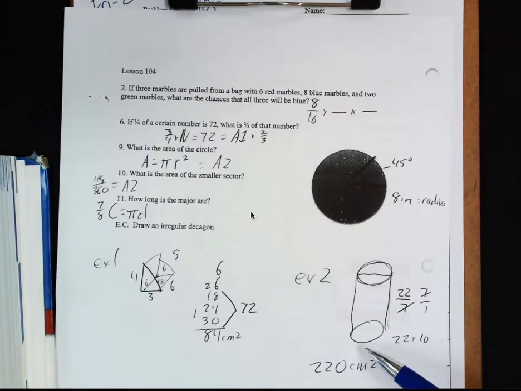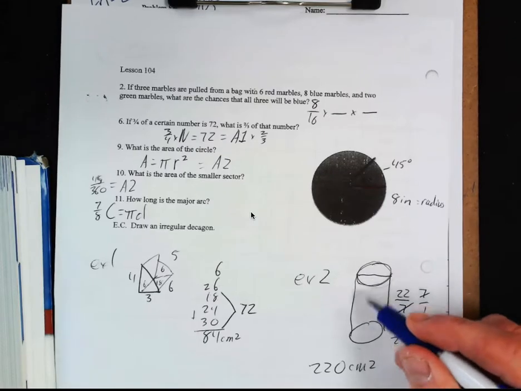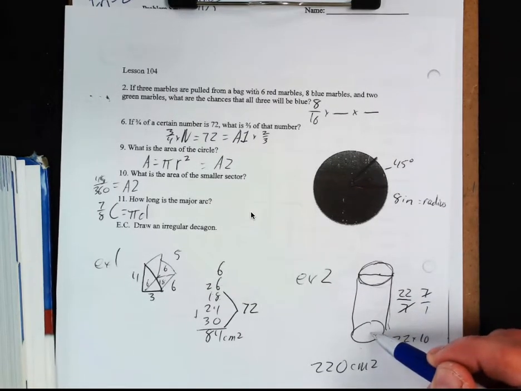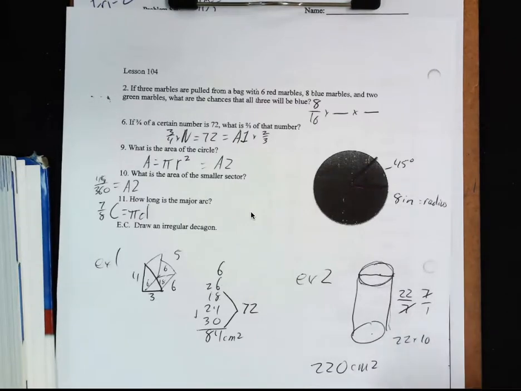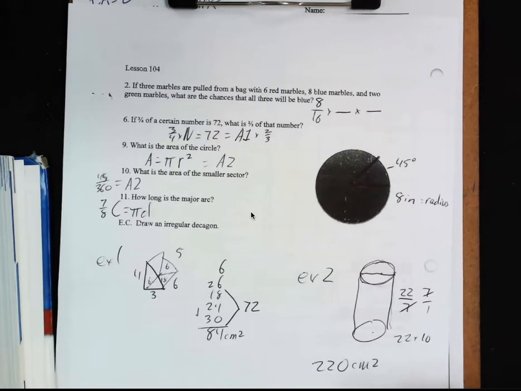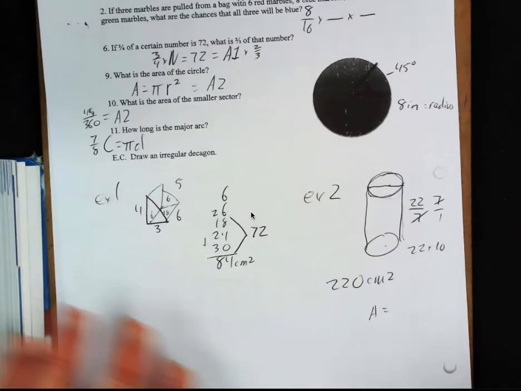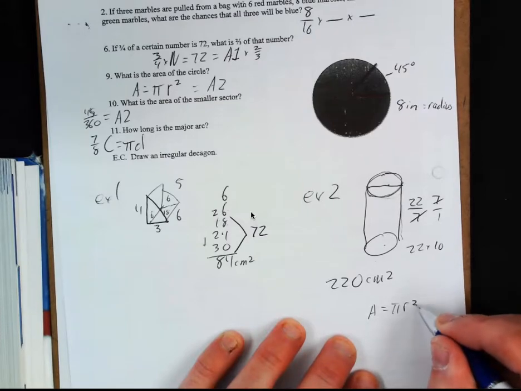Okay, now B says, what's the total surface area? Well, guys, I figured what goes around the can. I didn't figure the top or the bottom. So now I need to do that. Okay, so to do that, I need area of a circle, which is pi r squared.